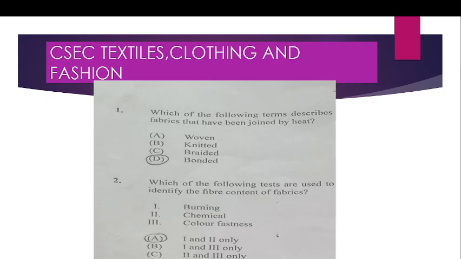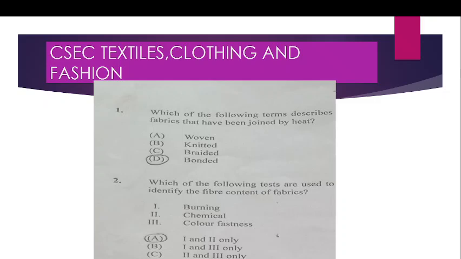Number two reads, which of the following tests are used to identify the fiber content of fabrics? The most suitable answer here is A, burning and chemical. Now we know you have the preliminary test that takes in tactile, visual, and burning test, and you have the confirmatory, which takes in instrumental analysis, chemical solubility, and microscopic observation. So the most suitable answer here would be A, burning test and chemical solubility.